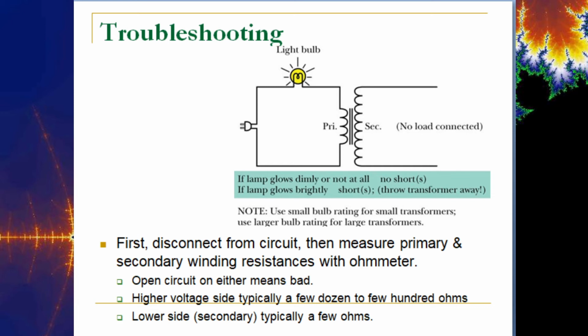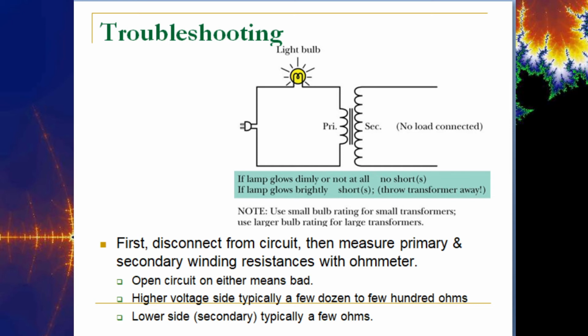It says first, obviously, disconnect from the circuit, then measure the primary and secondary winding resistance with an ohm meter. It says an open circuit on either means that it's bad. So if it says overload, that's what most DMMs would say. It says the higher voltage side is typically a few dozen to a few hundred ohms, and the lower side typically a few ohms, obviously if that's a step-down transformer, which the majority of them are.